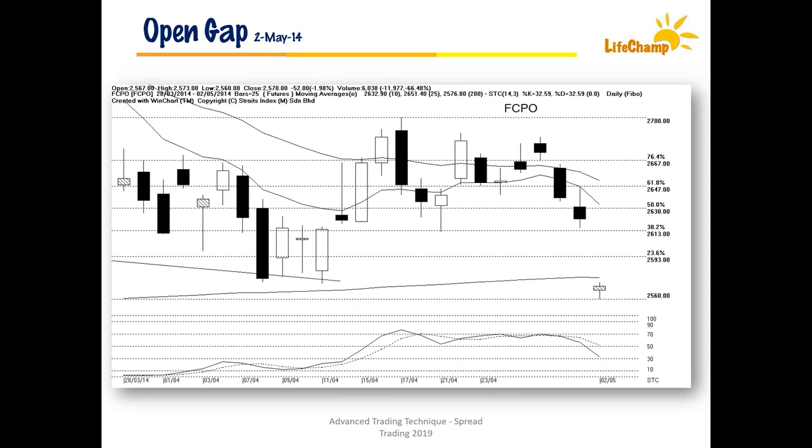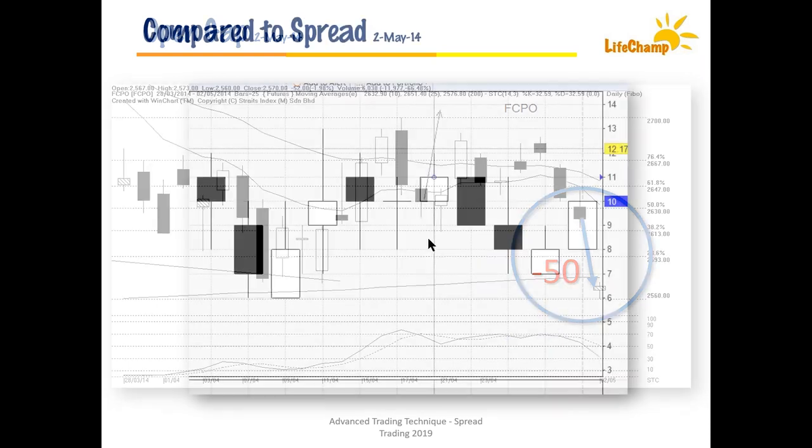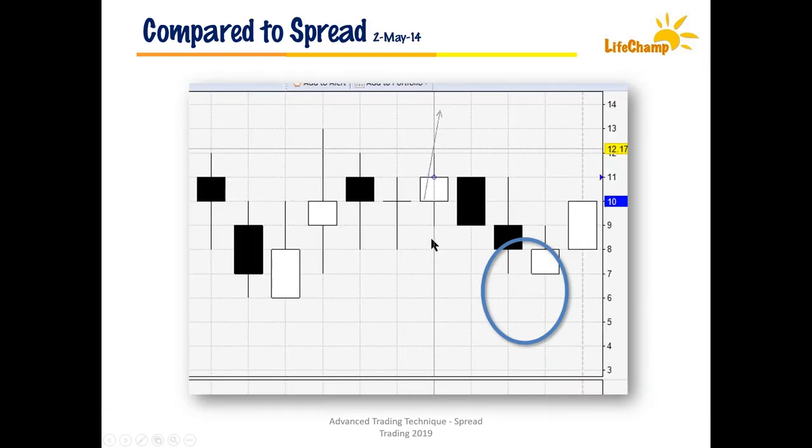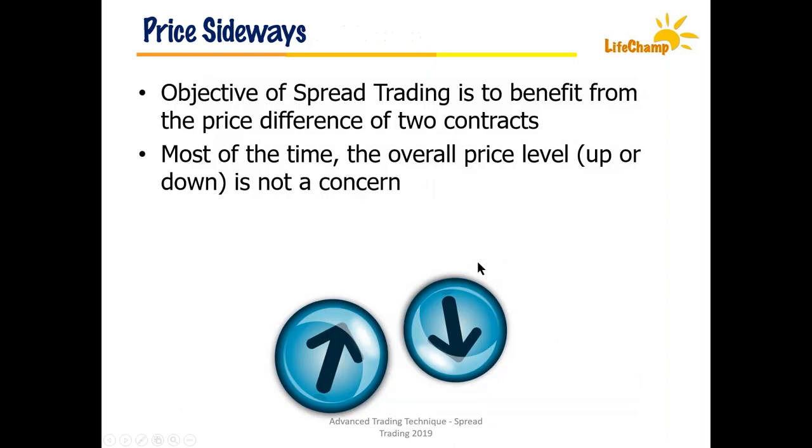Now, on the same day, the CPO spread or FCPO spread, in this case, CPO gets down 50. But what happens to the spread? The spread has got no gap at all on the same day. So that means on the same day, there's a gap down in CPO, but there's no gap down or gap up in the spread. That is the beauty of trading spread. There's no gap. In fact, the spread tends to go sideways most of the time.